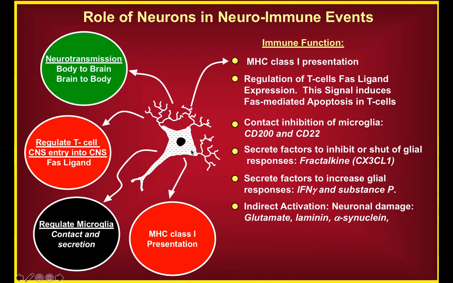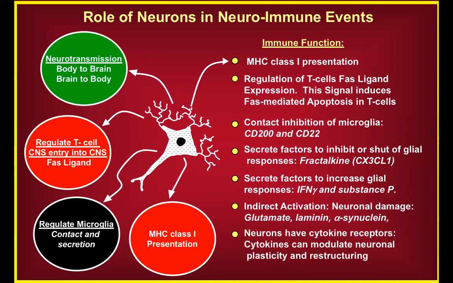There is evidence that when neurons are damaged or infected, they secrete factors that influence other cells around them. So it's like a warning response. They can release things like interferon gamma, substance P. When neurons also dump things indirectly into the cytosol, like if they've been damaged by an injury, there'll be higher levels of glutamate, laminin, alpha-synuclein, and these things can activate microglia and astrocytes and recruit other immune cells.